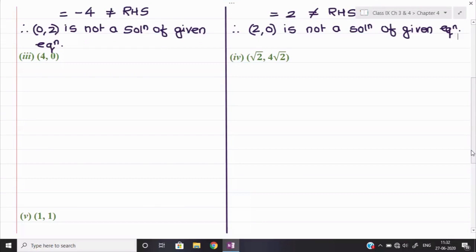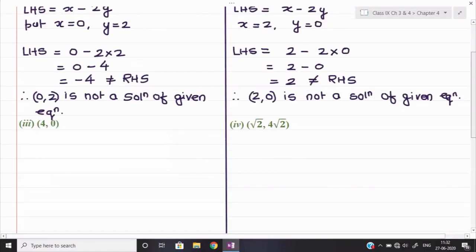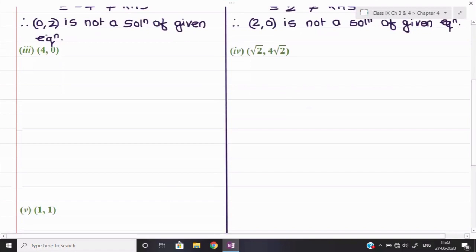So now see (4, 0). The value of x is given here as 4 and the value of y is given here as 0. First of all we shall take the left hand side. Our left hand side is x minus 2y, right? So I am taking the left hand side, that is x minus 2y, and according to the solution, x is given as 4 and y is given here as 0.